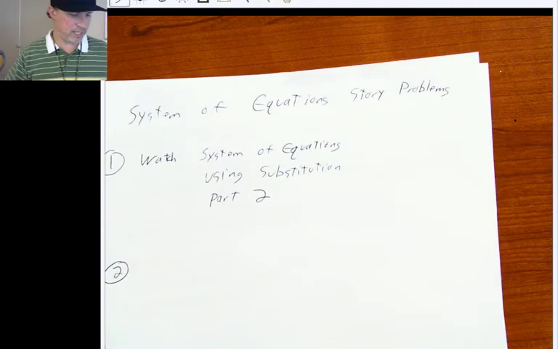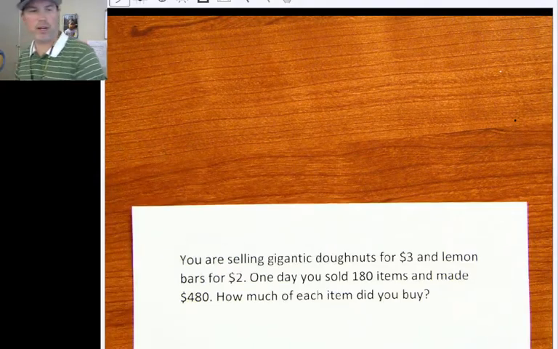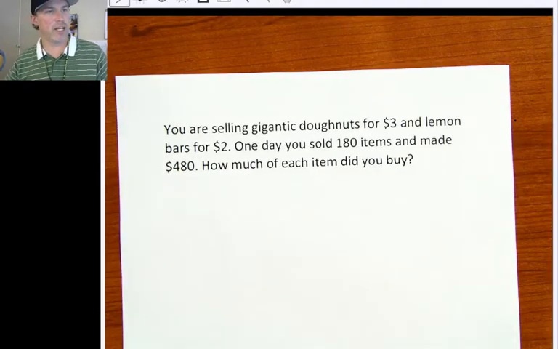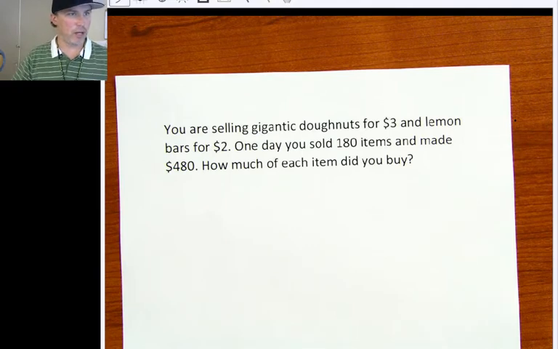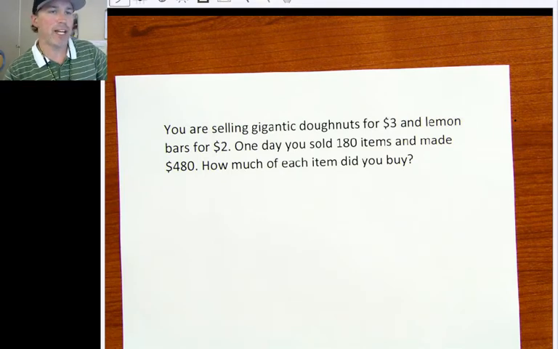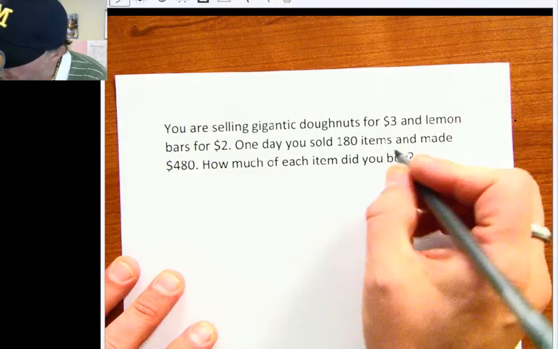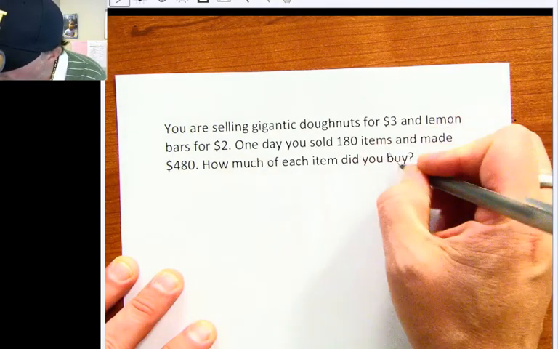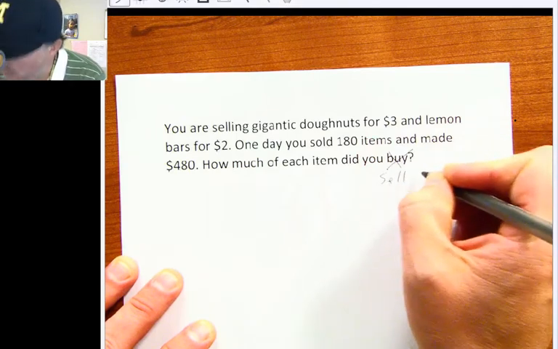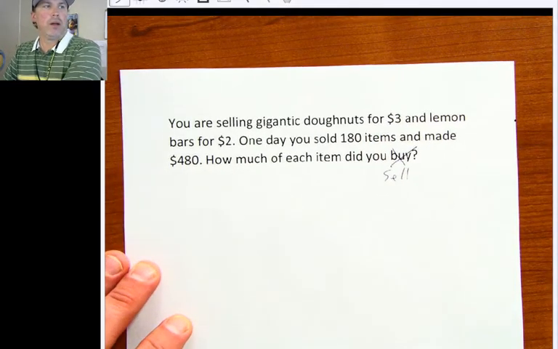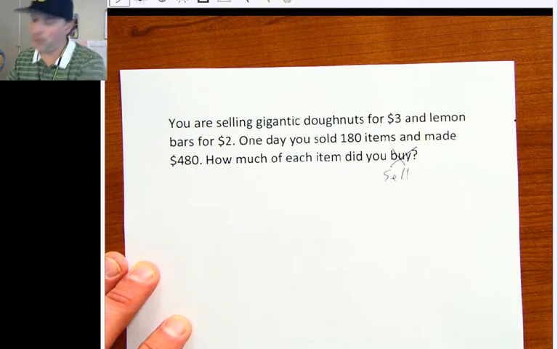And where is example 2? It's typed on a piece of paper, and it must be right here. Yes. You are selling gigantic donuts for $3 and lemon bars for $2. One day you sold 180 items, and you made $480. Good job. How much of each item... Oh, wait, not how much did you buy? You were trying to sell these items. So how much of each item did you sell?